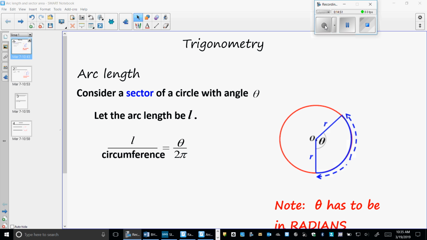So this length, the arc length L, divided by the circumference of it, has to be in the same ratio as theta over 2 pi. Does that make sense? This portion of the whole circumference has to be the same as this over 2 pi. Why 2 pi? Because that's 360, the whole way around. Are you with me? Again, you don't necessarily have to learn this. I'm just explaining where the formula comes from. You get given it, so you don't have to learn it. Don't panic. It's just so you're aware of where it's come from.